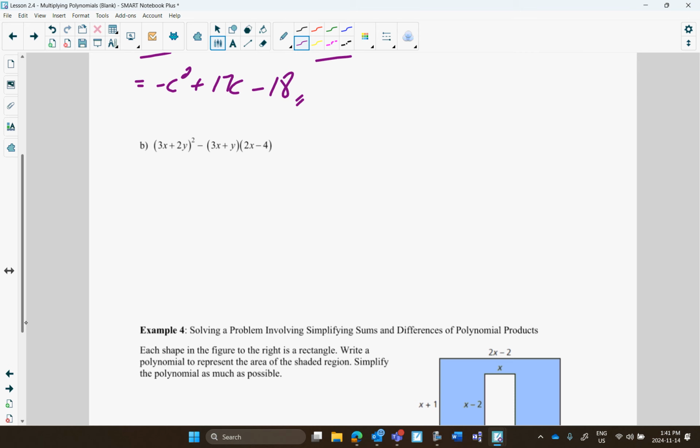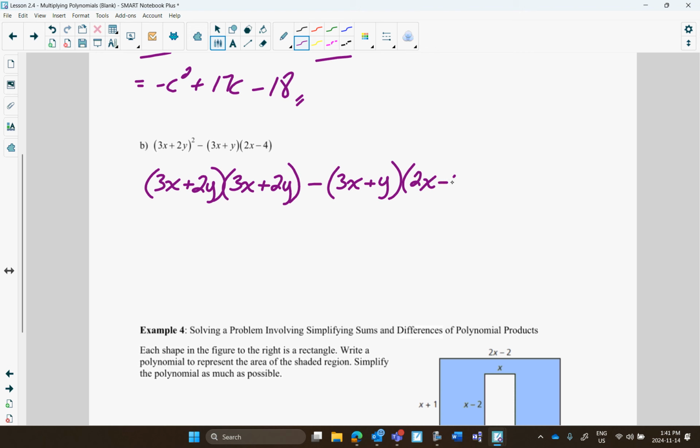Now remember, what does this mean? It means take the whole thing in parentheses and multiply it by itself. So that's what it means. And then I'm going to do 4 multiplications here, answer in parentheses. 4 multiplications here, answer in parentheses. Take them out by subtracting, and then collect.